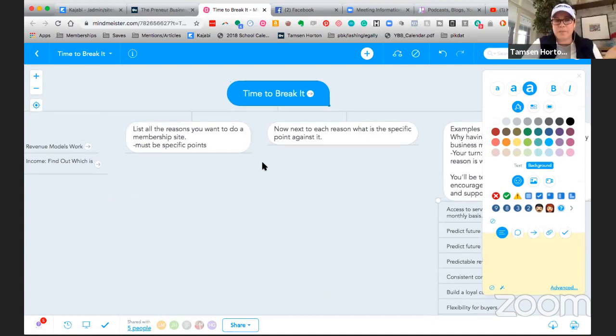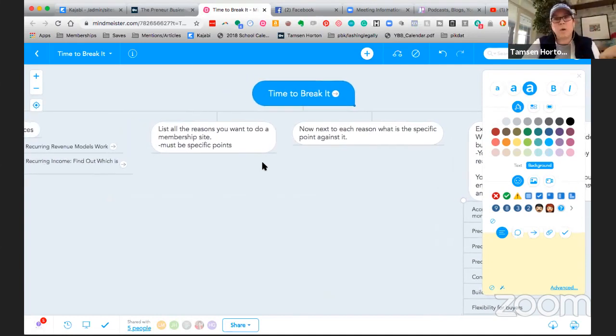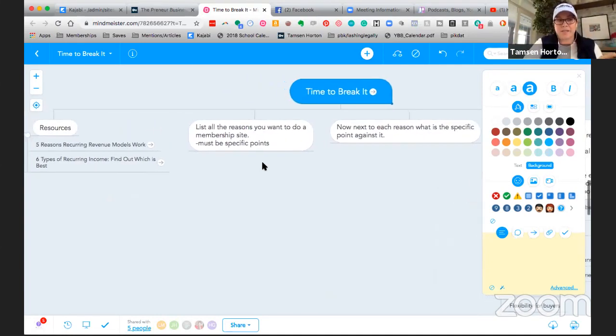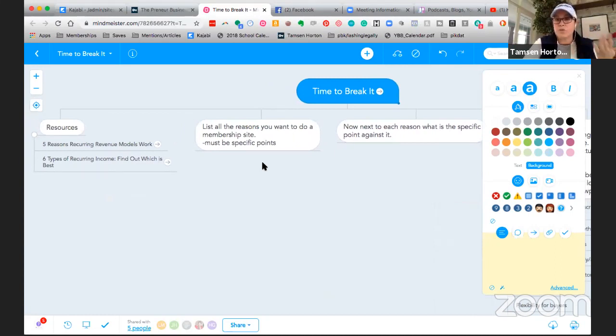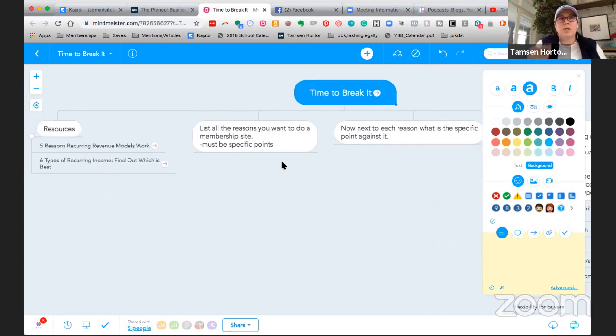So this happens to be MindMeister. It's one of many programs. I like it because it's very user-friendly for me, and it easily embeds into Kajabi. I can share it with people, so that's a good thing. But when you're thinking about, is the business model right for you, you need to get really specific. So here, I've just listed out some of the things that I've learned over the years.